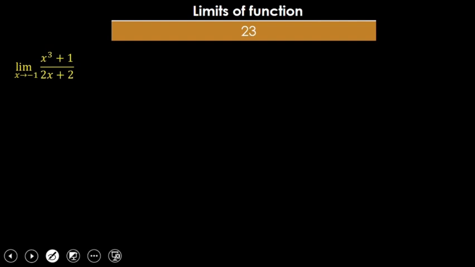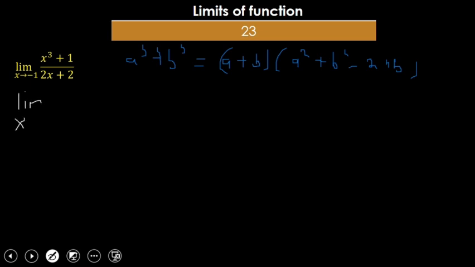Move to the next question, that is x cubed plus 1. Okay, we can use the same technique in algebra, having a cubed plus b cubed is equal to a plus b times a square plus b square minus 2ab. Substituting it here, we're going to be having what? Limit as x tends to minus 1 of what? x plus 1 times what?